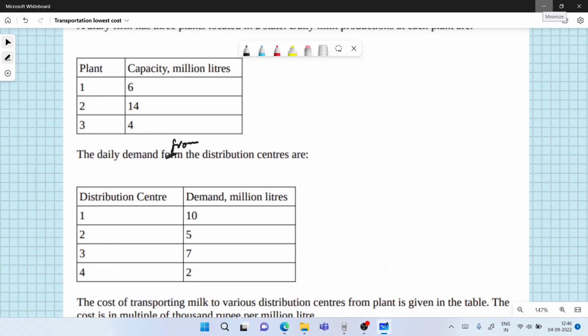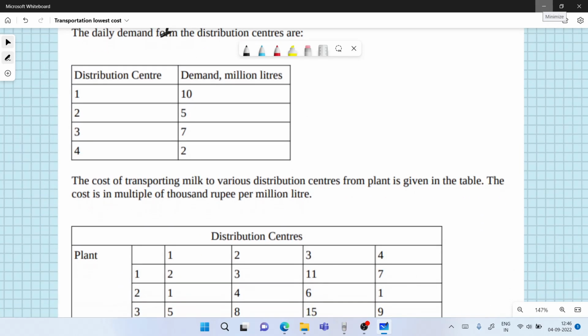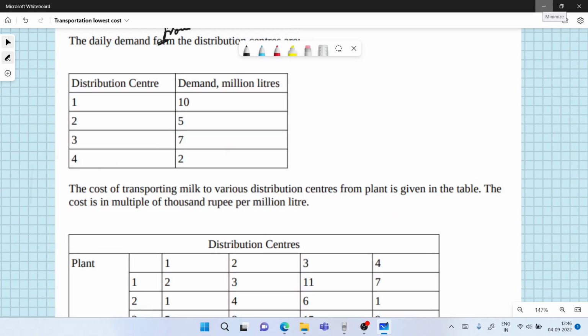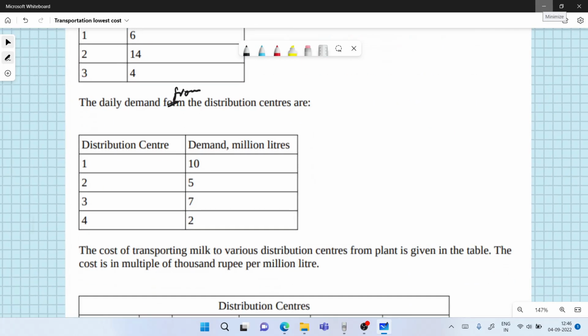Now, how do we allocate the capacity that we have to the distribution centers in an optimal manner? Or I start with what can be an initial feasible solution to this problem? Well, all the supply is allocated to all the demands. Now, how do we go about it? Using the least cost method.